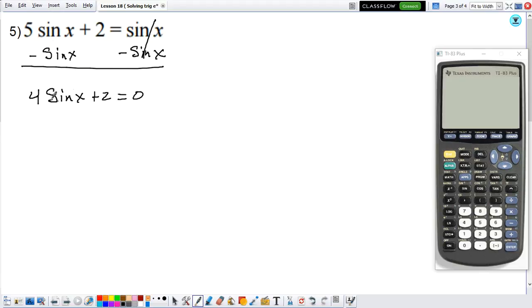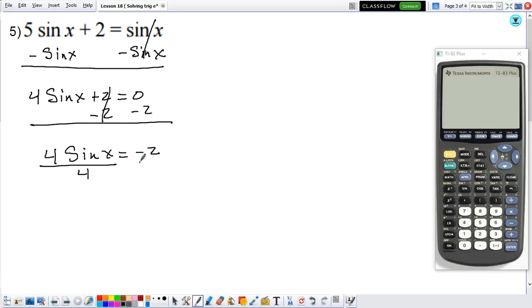So now let's just solve it like we did in our previous video. So minus 2 here. So now we have 4 sine of x equals negative 2. We want to solve for sine, so we divide by that 4. And now we have that sine of x equals negative 2 over 4. This is not our final answer. You want to solve for x, not for sine. So how do we do that?